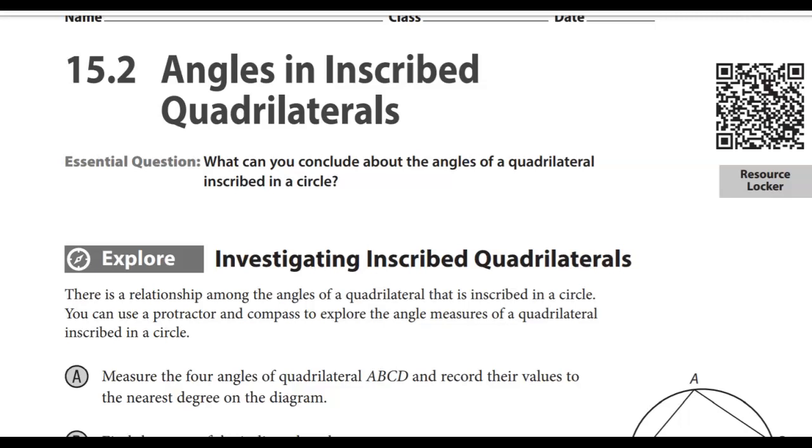This is 15.2 to my sophomores. Angles in inscribed quadrilaterals is what we're doing today in our essential question right here. What can you conclude about the angles of a quadrilateral inscribed in a circle? So pretty much we know we're working with quadrilaterals, and inscribed means they're going to be inside the circle. So that is the theorem we're working with today.